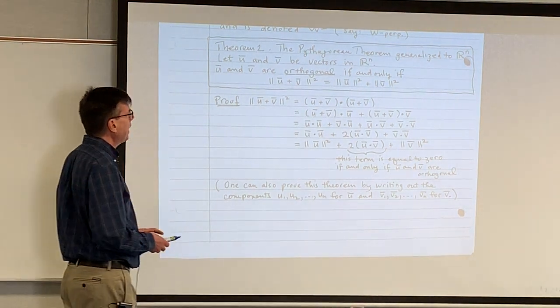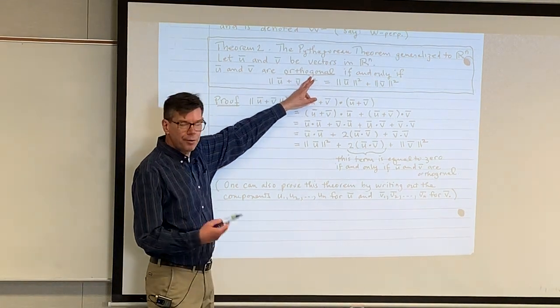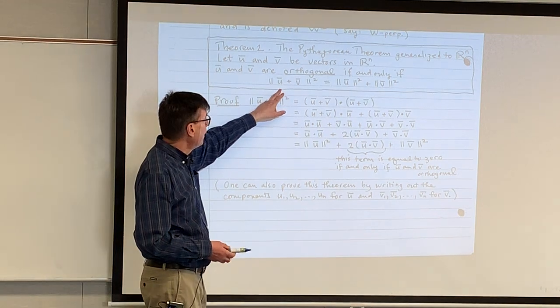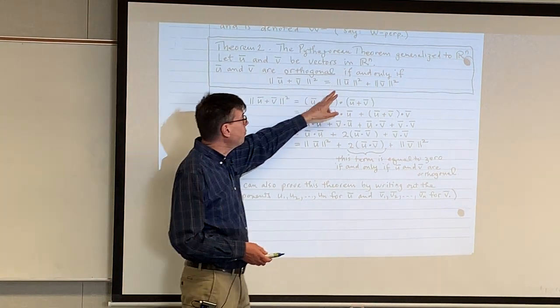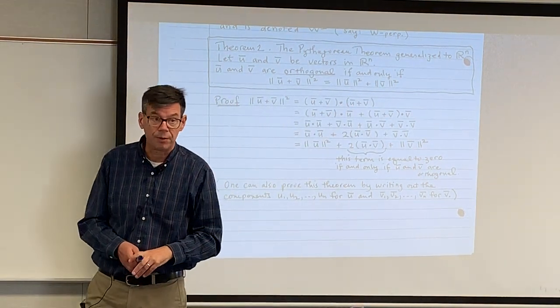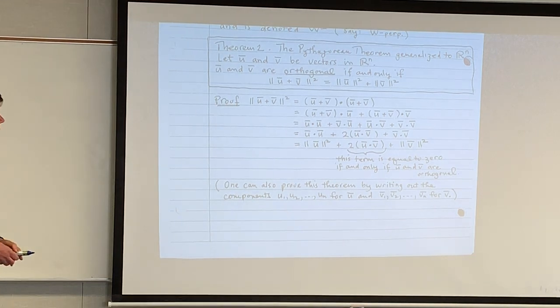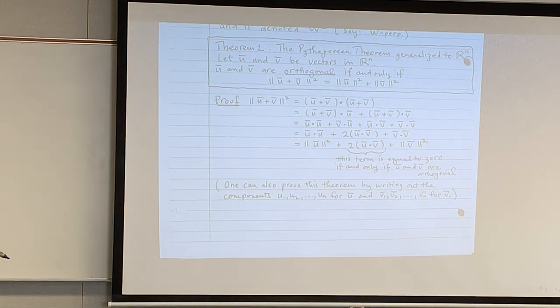If u and v are orthogonal vectors, so we have this sense that they're perpendicular to each other, if and only if the length of u plus v squared is equal to the length of u squared plus the length of v squared. So that should kind of look like your a squared plus b squared equals c squared, the Pythagorean formula from geometry.